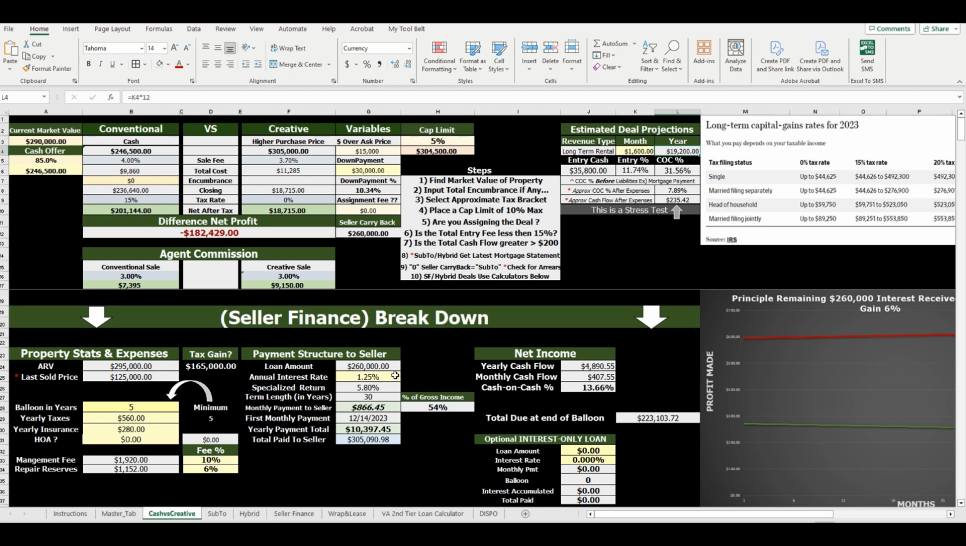Now, I want to structure this in a way where we can incentivize the seller to take a creative deal. Now, the 5% cap limit is really the sweet spot where you don't want to overpay. But for the sake of example, let's go up to 10% here. So let's change this to 10% cap. And now we can come up to 320 on the creative side of the purchase price.